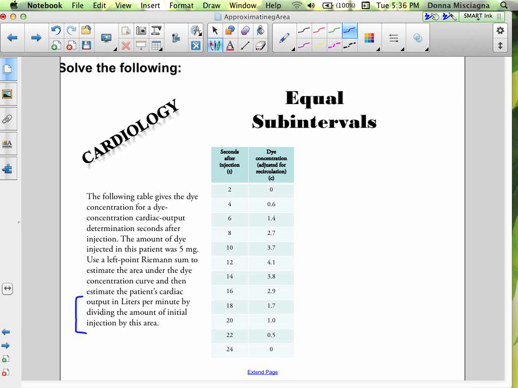All right, so this is a left point Riemann sum. Here's a rectangle, here's a rectangle, and so forth. Each one of these going from one value to the next is a rectangle.